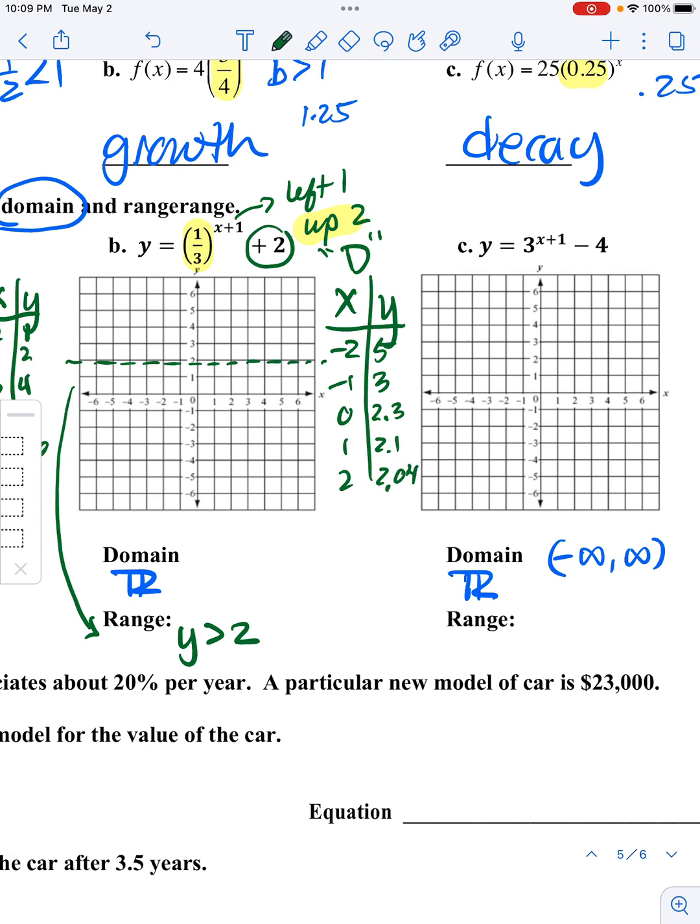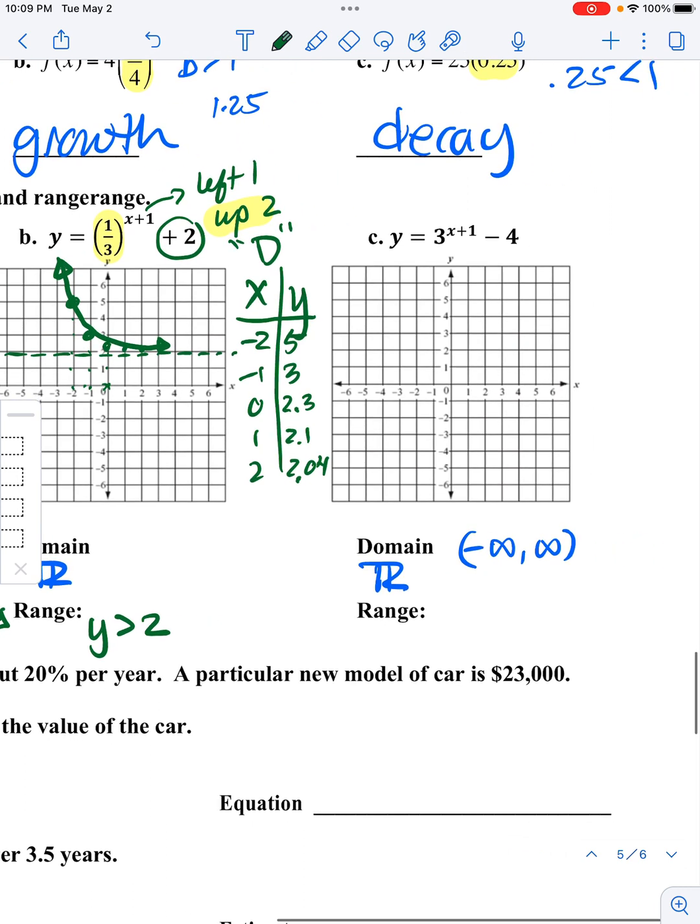It's like 2.04. Okay, so that makes sense because that -2, and you still start from the origin. So I go to -2, up 1, 2, 3, 4, 5. From -1, I go up 1, 2, 3. At 0, I go up 2.3, and then it just keeps getting closer and closer, which makes sense because it's exponential decay. So it comes skirting in here next to the asymptote and comes down from left to right.